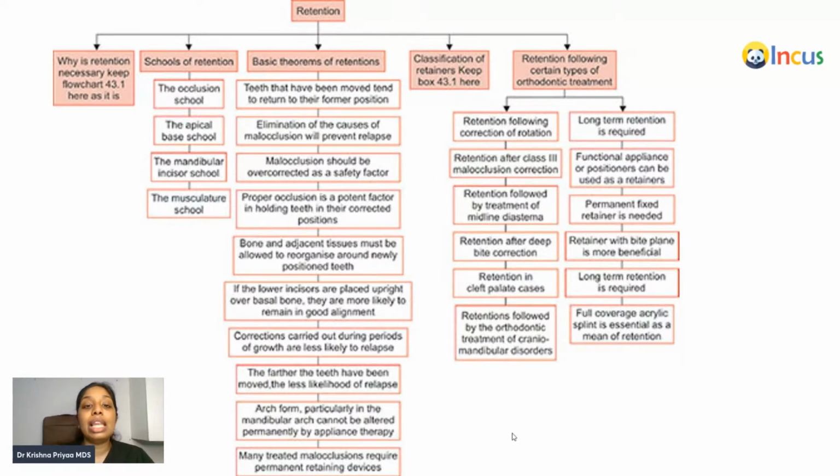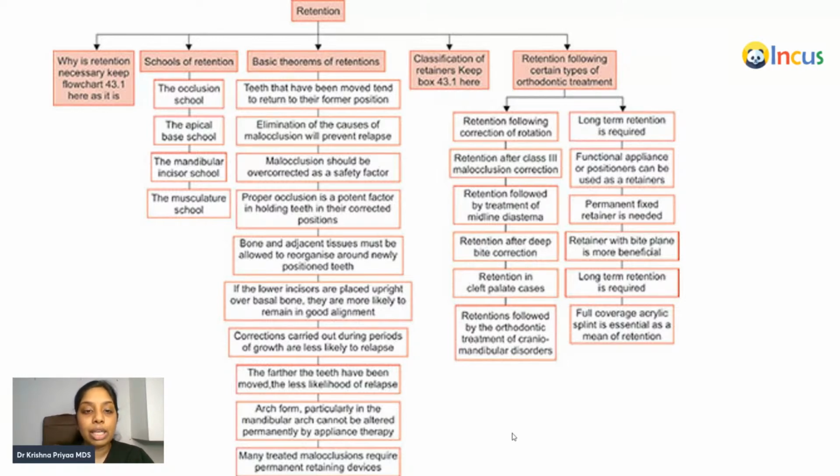The second one: elimination of the causes of malocclusion will prevent relapse. If you have a patient with a tongue thrusting habit and you correct the open bite, but you fail to eliminate the habit, though you performed orthodontic treatment, the tongue thrusting habit will eventually bring about the open bite again. So the cause should be eliminated first before proceeding to the treatment. The habit breaking should be done first. That is the second theorem.